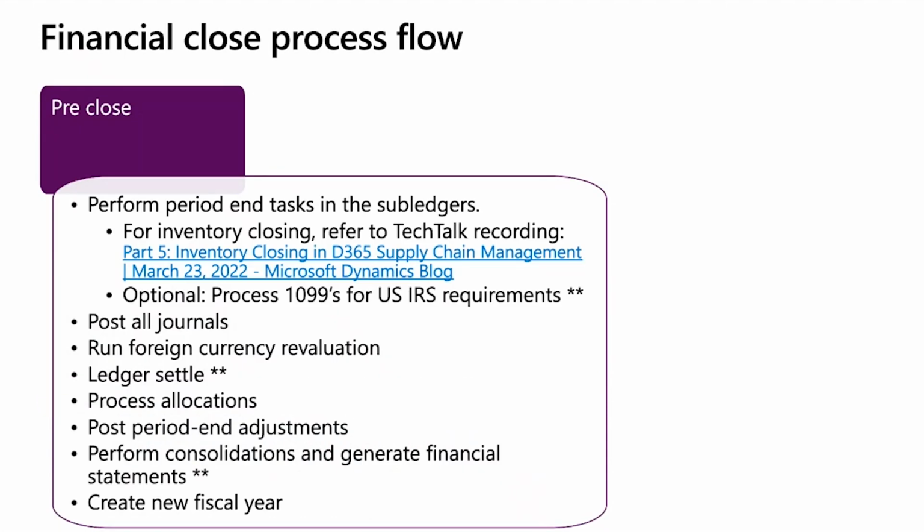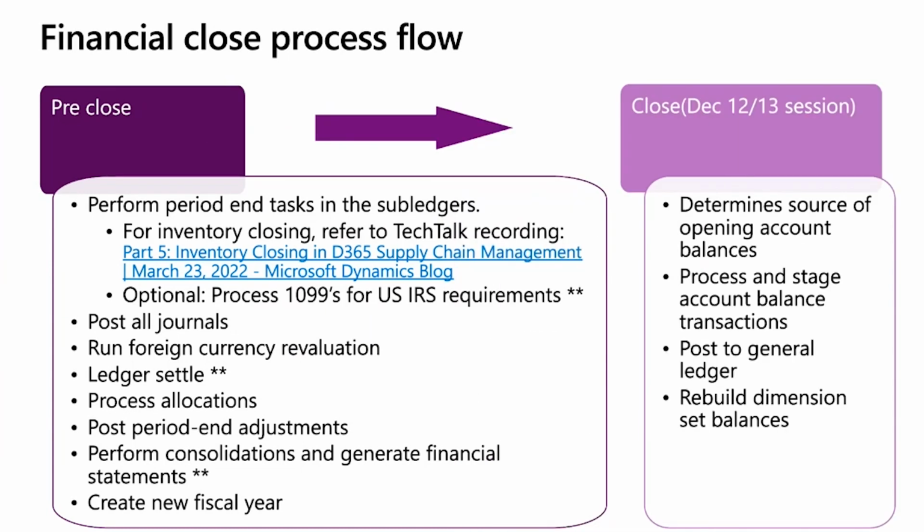And we're going to focus on the left-hand side on the asterisk areas, including the ledger settlement and consolidation changes, as well as in the subledger and accounts payable, we'll take a look at the 1099 changes. And again, the actual year-end close process on the right will be covered in next week's Tech Talk.